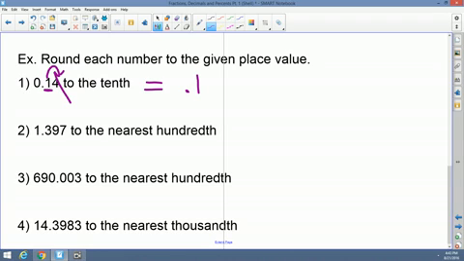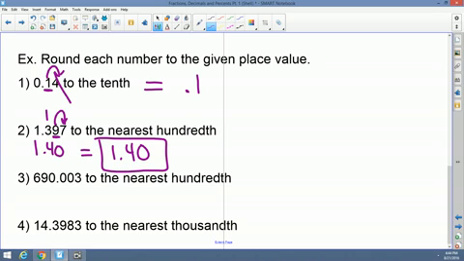How about number 2? Let's round 1.397 to the nearest hundredths. Let's locate the hundredths. Tenths, hundredths. The hundredths is right here, the 9. I'm going to look at the number to the right of the value I'm rounding. It's larger than 5, so the 9 is going to go up. But I did this on purpose. If 9 goes up, it becomes 10. Where does that 1 go? That 1 carries over to the 3. 1 plus 3 now is 4. So I have 1.40 as a rounded number to the nearest hundredths.